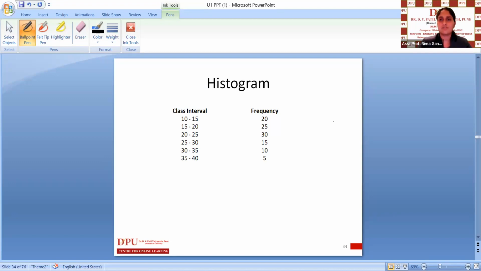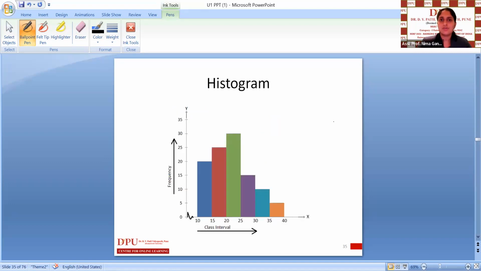So how to draw a histogram? A histogram is basically a graphical representation of a grouped frequency distribution. Here we have groups on the x-axis and respective frequency on the y-axis. The bars are connected with each other. There is no gap between two bars, and such a representation we can do for a continuous frequency distribution. And this representation we call a histogram.